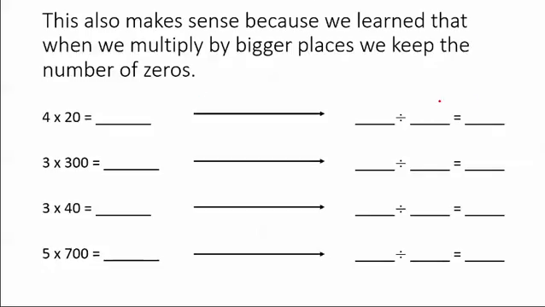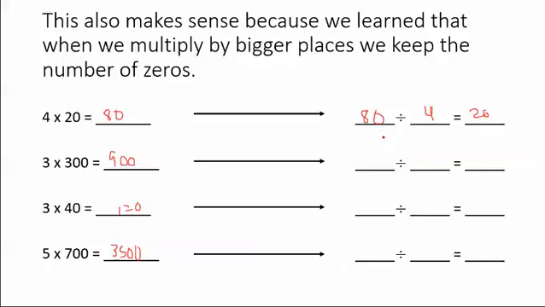This also makes sense because we learned that when we multiply by bigger places, we keep the number of zeros, right? We learned 4 times 20 is 80. We learned 3 times 300 is 900, right? Let them give you these answers really quickly. Great. And so let's think of this as a division problem, right? It would be 80 divided by 4. 8 divided by 4 is 2. Do you see how we get that same thing?